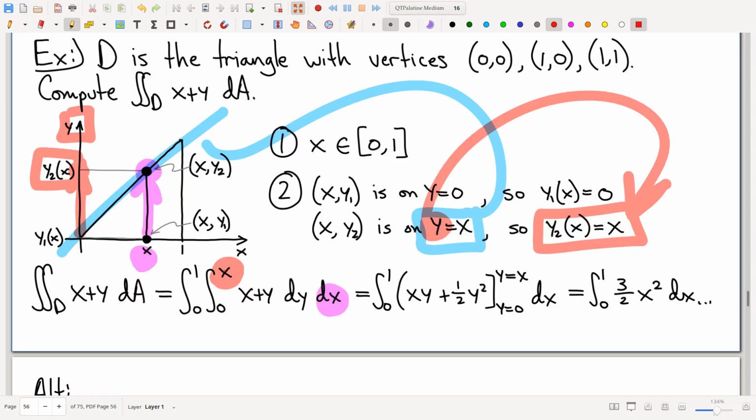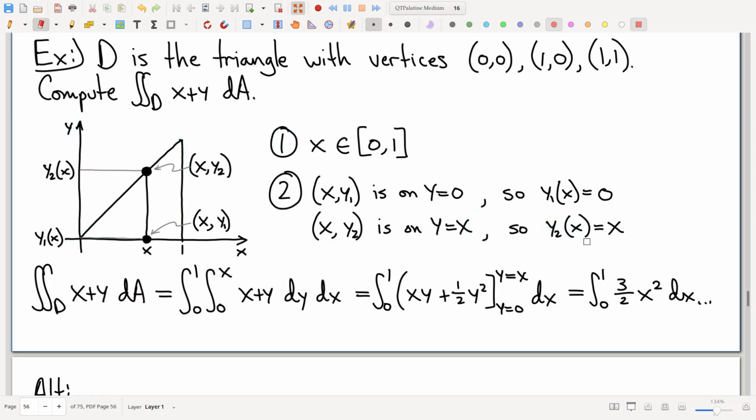Yes? Is there a particular reason why dy dx was first? No, that's a great question, and I'm going to do it the other way in just a second. This was just to get the ball rolling, just a first example. So arbitrarily, I chose this, and now we're going to do it the other way.